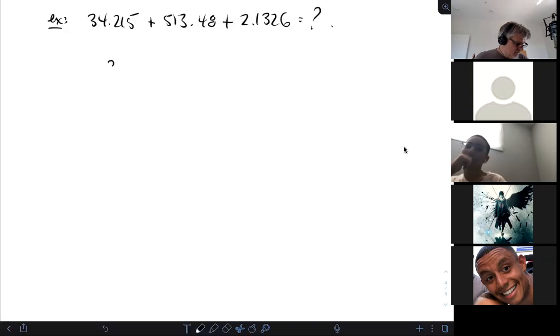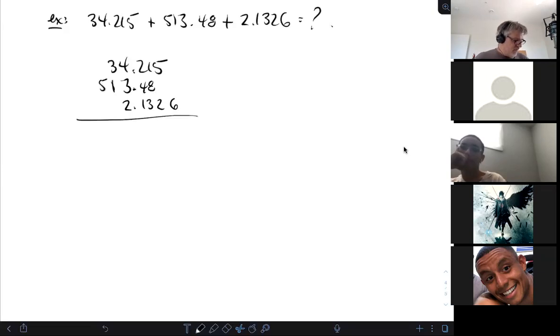Okay, so again, I'm going to align my decimal point. I realize this is not the most exciting math you've ever seen. Bear with me. Just enjoy the fact that it's super easy. Hopefully it is. 2.1326. So maybe you want to add zeros here just to keep track. Okay, and then again, of course, it's right to left.